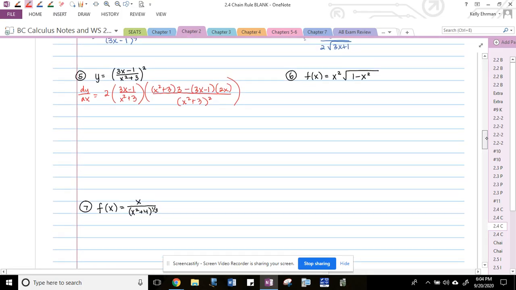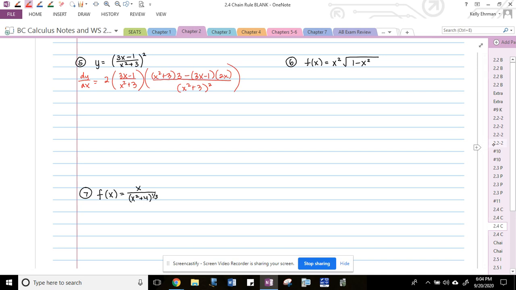Now, the calculus is done. The rest of this is algebra. We do not want to leave our answer like this. We need to clean it up a bit. So expectations for my quizzes and tests, and the AP exam, is going to be to simplify this because they're not going to leave their answer in this form.